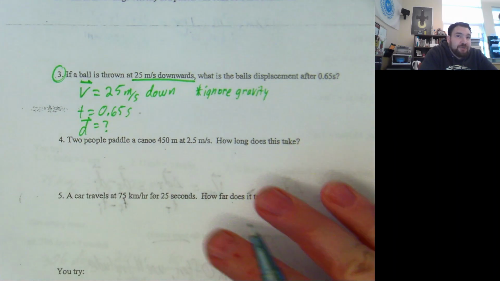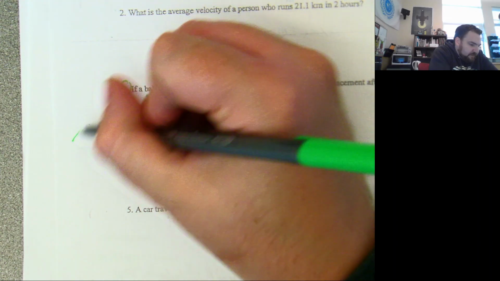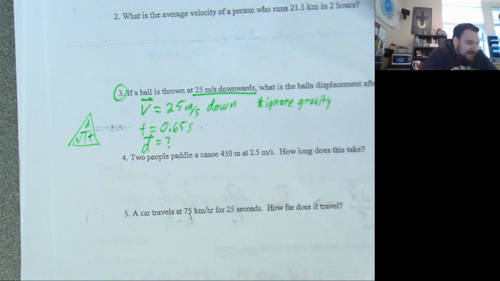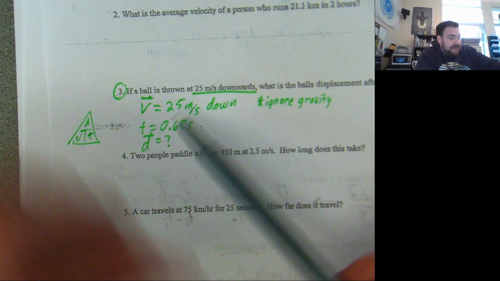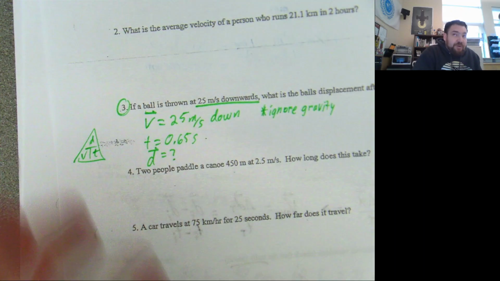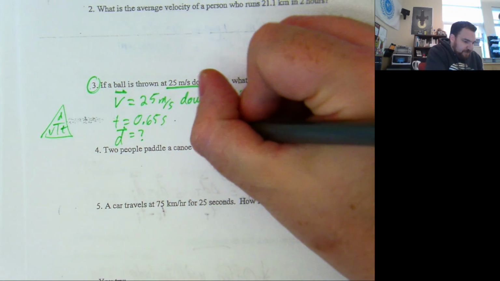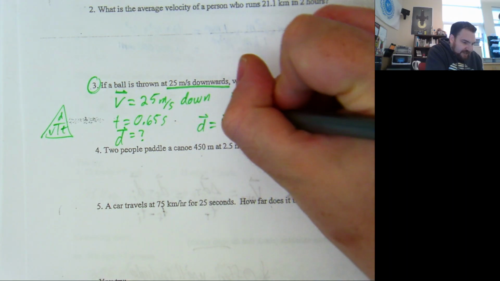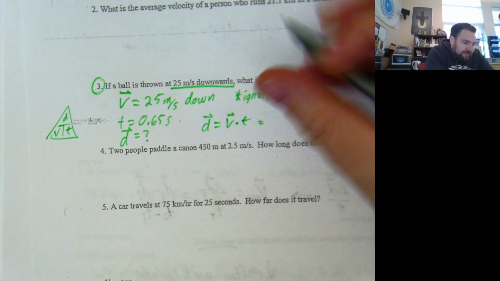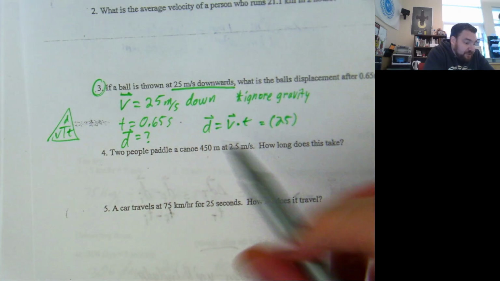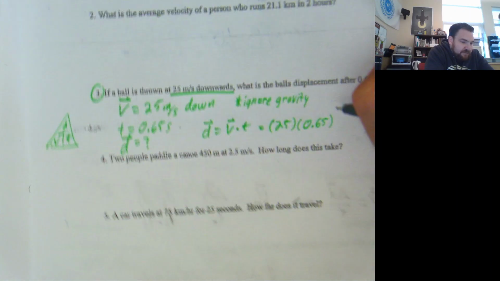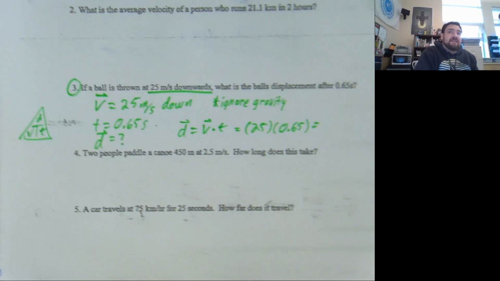This is where that triangle I drew for you before comes in slightly handy. I mean, it's not like it's hard to figure out, but V, D, and T. If I want the displacement, I cover up the D in the triangle, and these two are beside each other, so they're going to multiply. So the formula we're going to use to solve this is that displacement is going to equal velocity times time, and this is what we're going to plug everything into. Velocity is 25, and again, the units line up, so we're good. The time is 0.65 seconds.